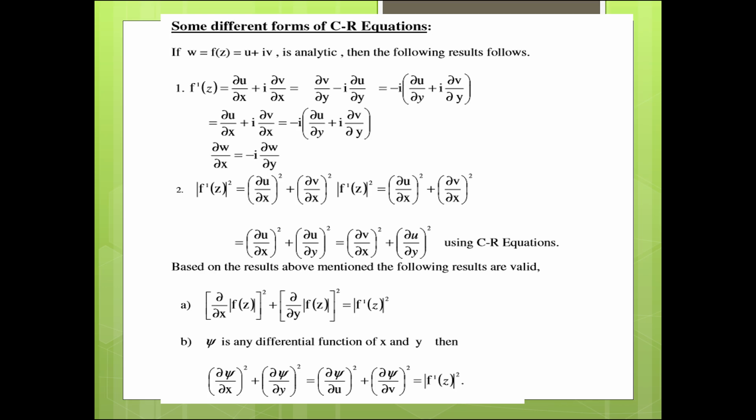Based on the above results, the following results are valid. First, ∂/∂x of |f(z)|² plus ∂/∂y of |f(z)|² is also equal to |f'(z)|². If ψ is any differentiable function of x and y, then (∂ψ/∂x)² plus (∂ψ/∂y)² equals (∂ψ/∂u)² plus (∂ψ/∂v)², that is also equal to |f'(z)|².